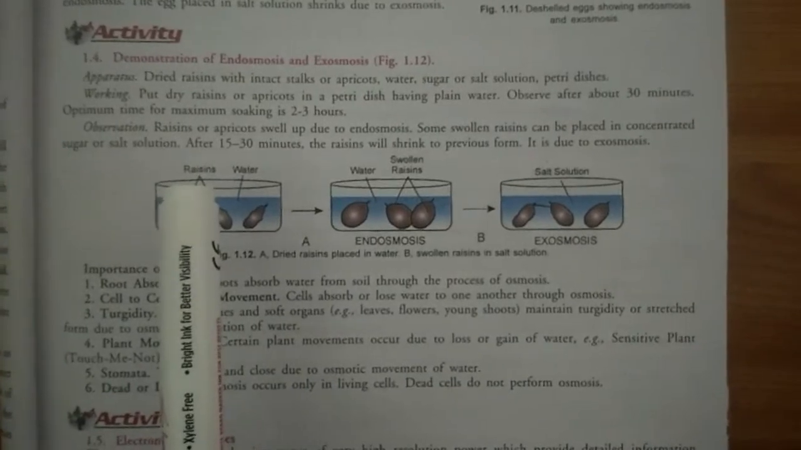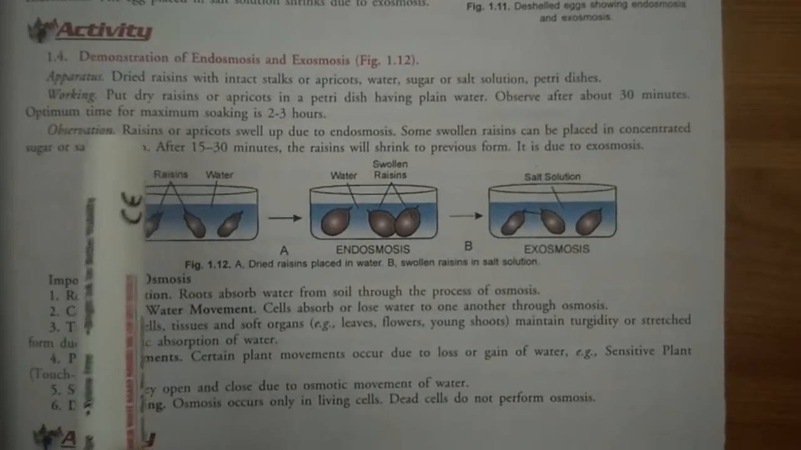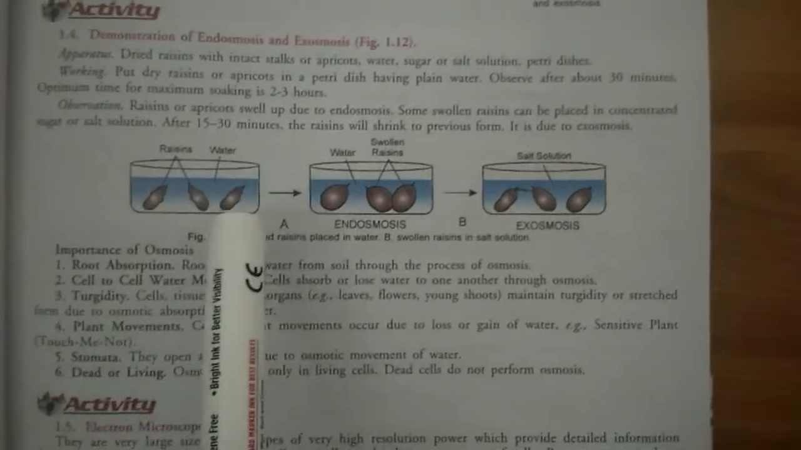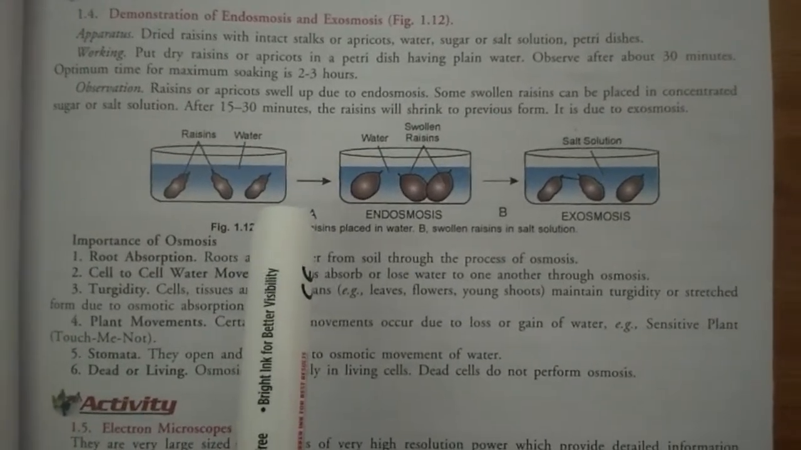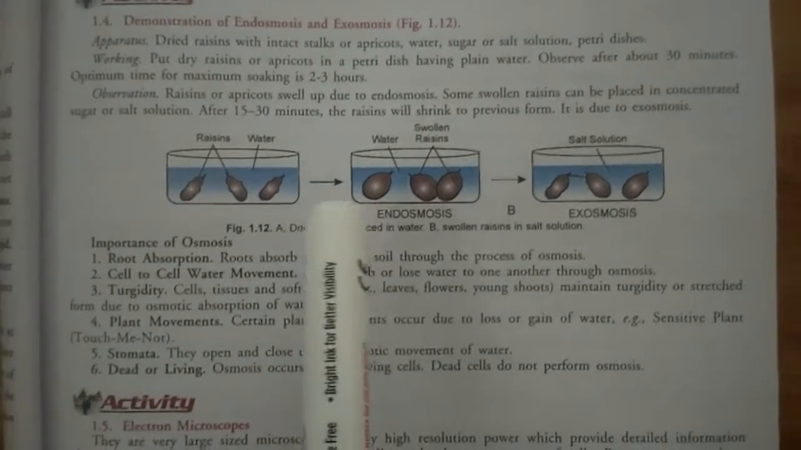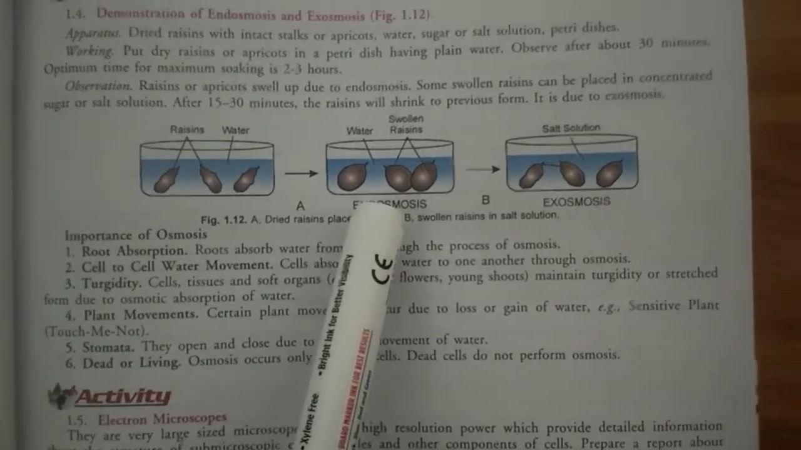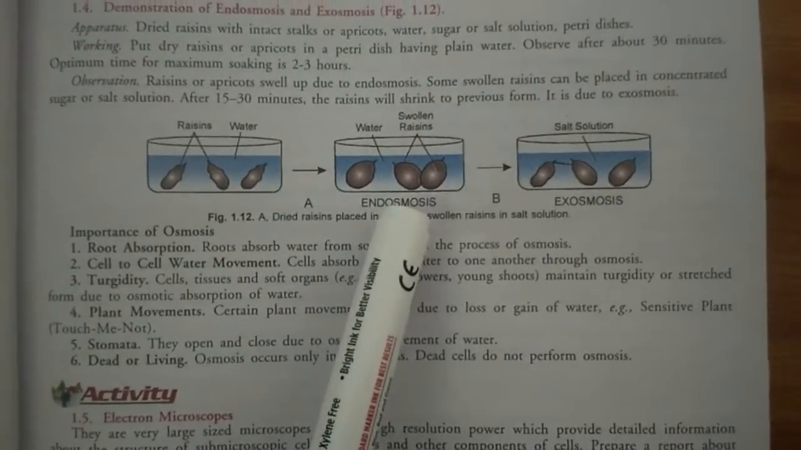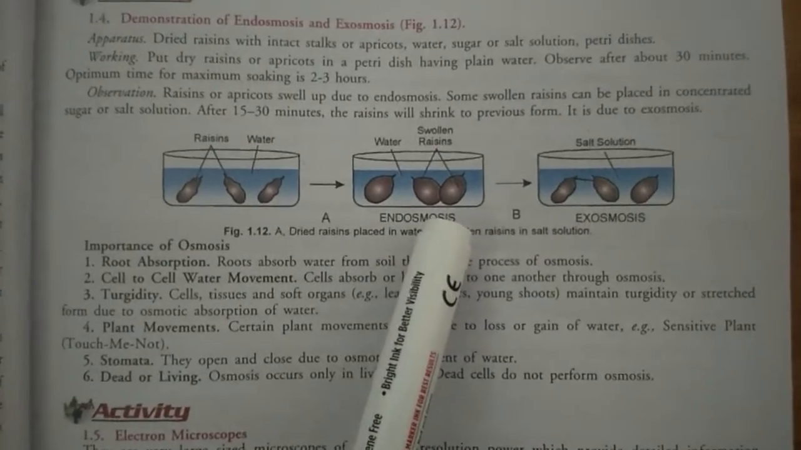Another example for endosmosis and exosmosis is, put dry raisins or apricots in a petri dish having plain water. Observe after about 30 minutes. Then the raisins or apricots swell up due to what? Due to endosmosis. If we put dry raisins in water, we can see that because of endosmosis the raisins become swollen. Here you can see the swollen raisins.